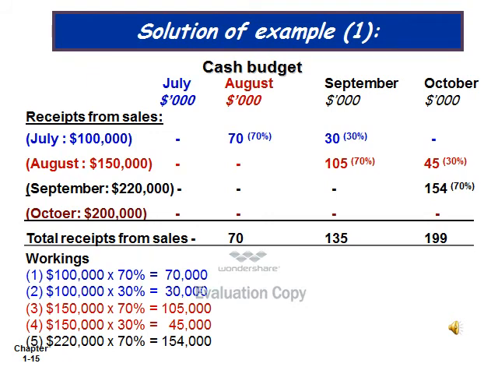The sales revenue of October is 200,000. This amount will be received in November and December, so this cash budget has no receipts from October sales. The total receipts from sales are 0 in July, 70,000 in August, 135,000 in September, and 199,000 in October. This is the solution of required number 1.